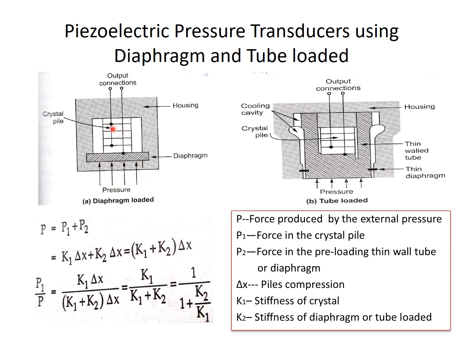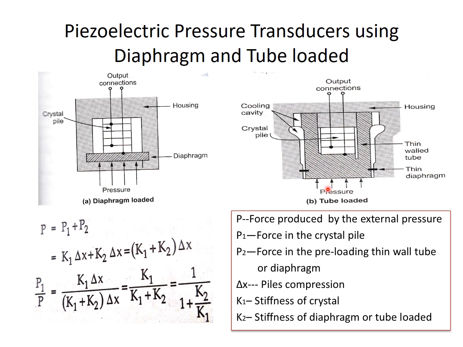Here also the crystals have been sliced in such a way that one end is placed in a housing and the other end is connected to the diaphragm where the pressure is going to be applied. Whenever the pressure is applied, deformation happens and we get the output voltage. Here the crystal is sliced and placed in a housing, and the other end is placed in a thin diaphragm, also surrounded by a thin wall tube. Whenever pressure is applied, we get the deformation and the output voltage.